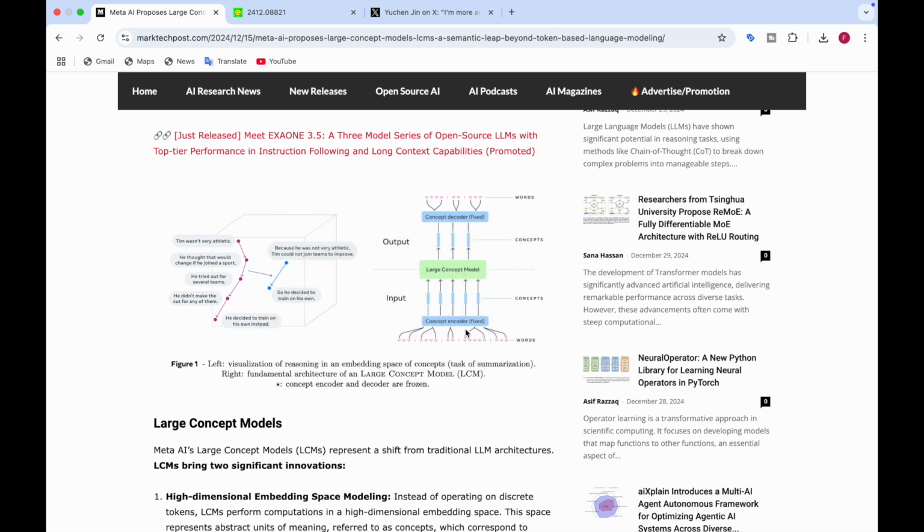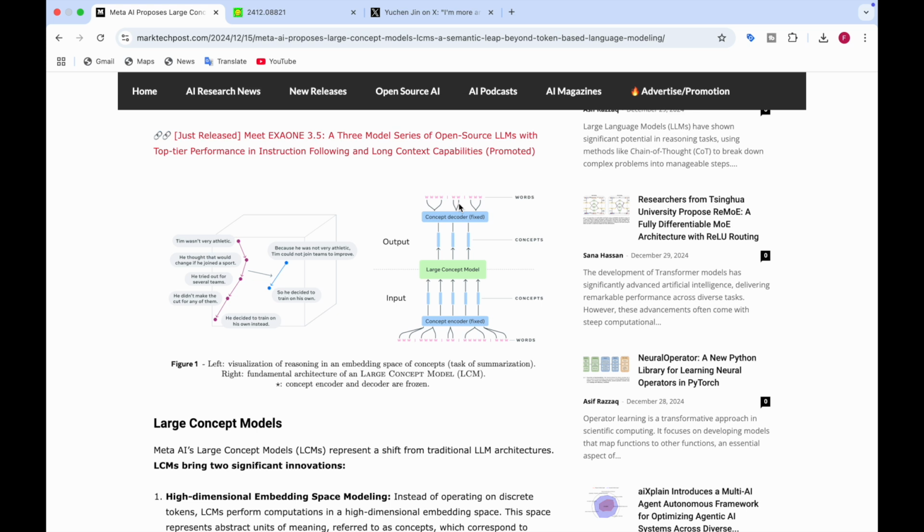There's a concept encoder and there's a concept decoder in the large concept model. These two are fixed, meaning they will not change throughout the process. To make this happen, the encoder will map the input to the SONAR space, and the decoder will take the concept and translate it back to natural language or any other modality.